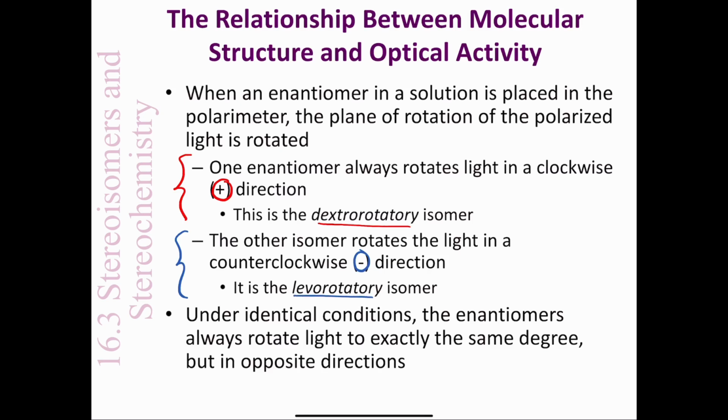We call this the levorotatory isomer. And it's very important that you understand this concept right here, that under identical conditions, enantiomers will always rotate the plane polarized light to exactly the same degree, but in opposite directions. And thus, optical activity provides us with a way to distinguish between enantiomers.